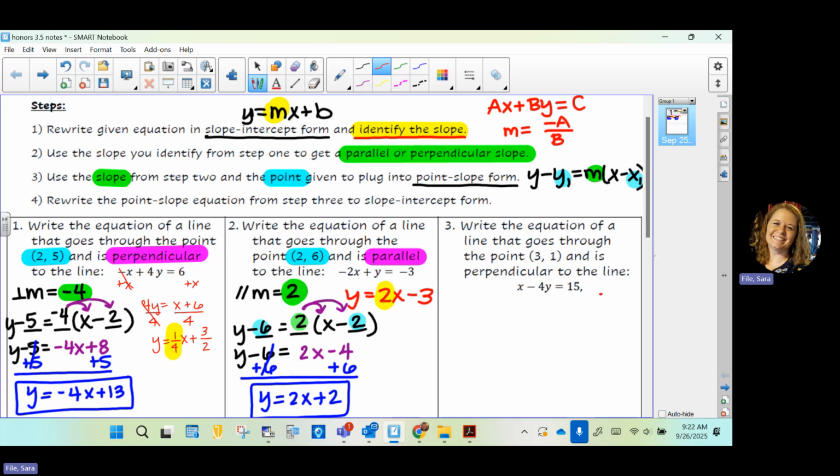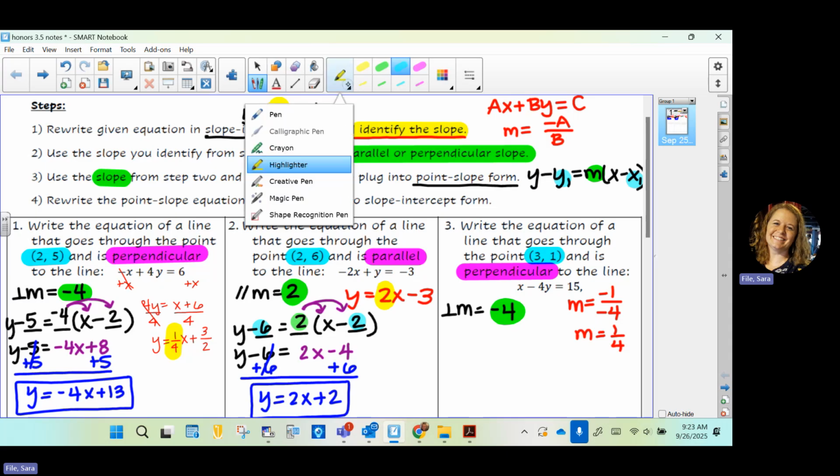So negative A is -1 and B is -4. So that comes out to 1/4. Y'all agree? Okay, so if you want to do it this way, it may be a little quicker. Now they're asking us to write an equation that is perpendicular to that line. So perpendicular means my slope should be opposite reciprocal. So it should be -4. Are we so far so good? Now I want to go through the point 3, 1.